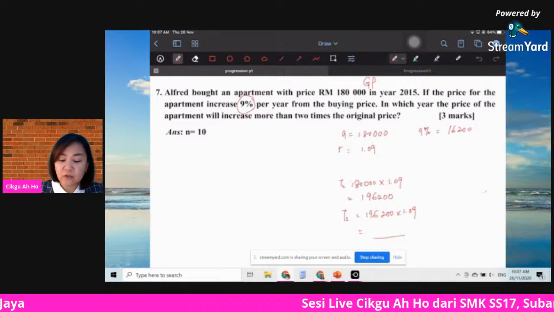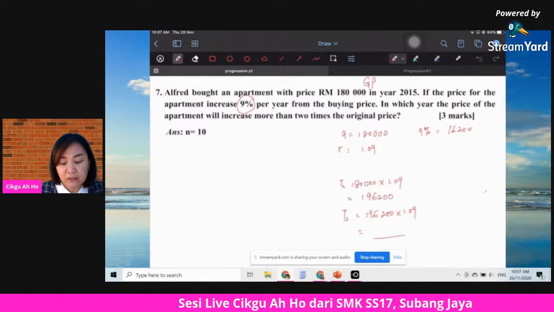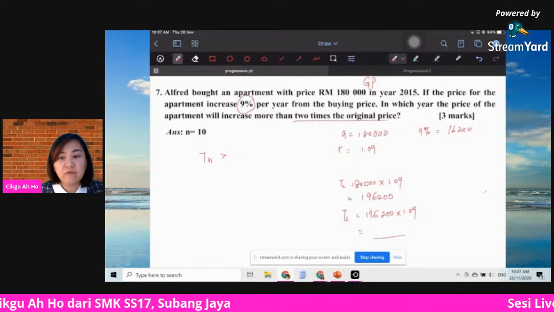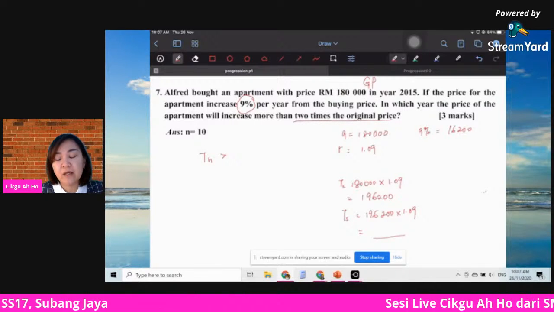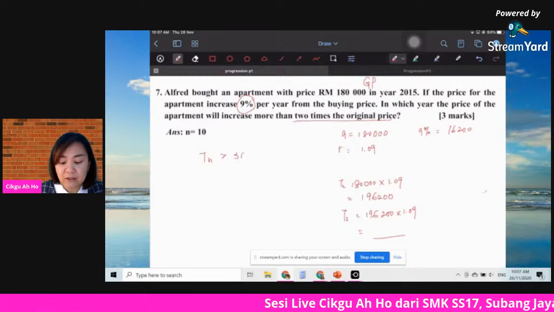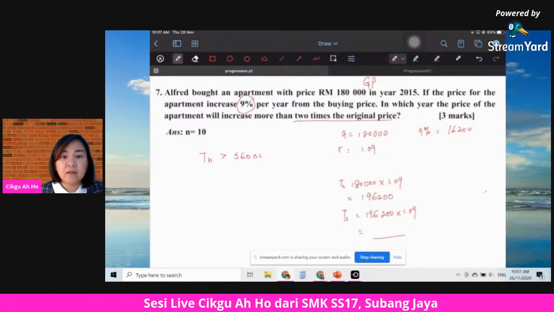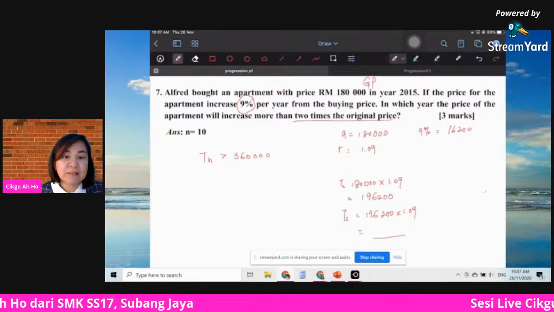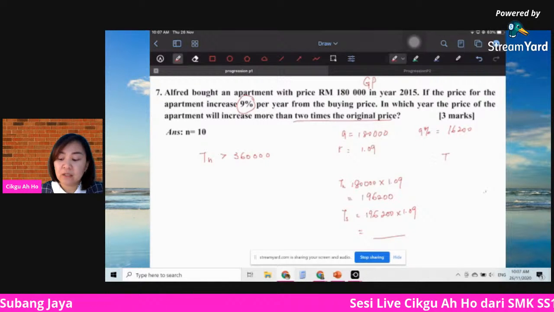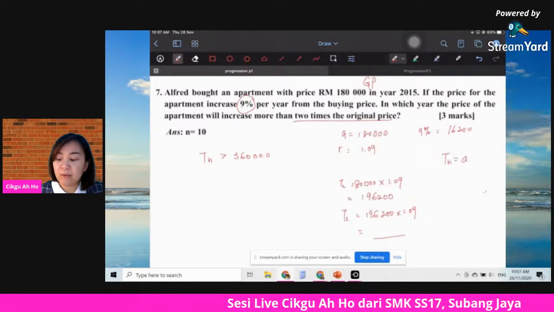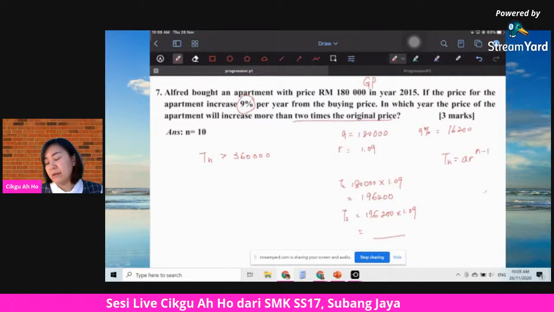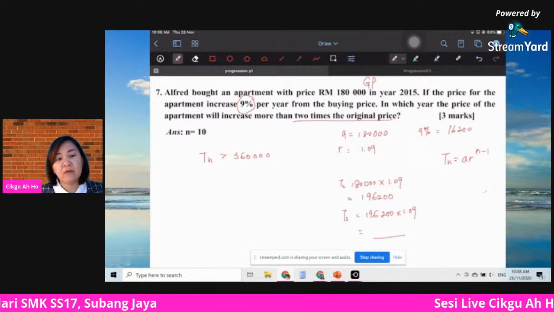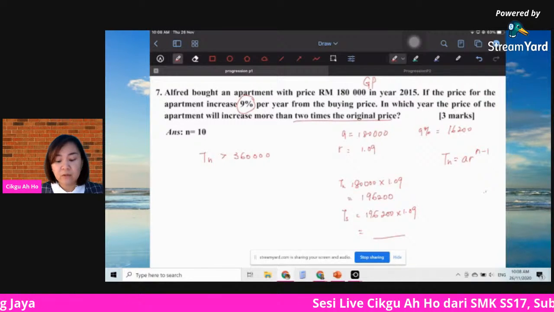Okay, with 2 times, we have to find the Tn, right? So we find the Tn greater than 2 times the original price. That means Tn is 360,000, and we need to find the N. The formula for Tn, this is GP, right? So Tn is equal to A R to the power of N minus 1. Don't worry, the formula is given in the formula list. Just substitute in.